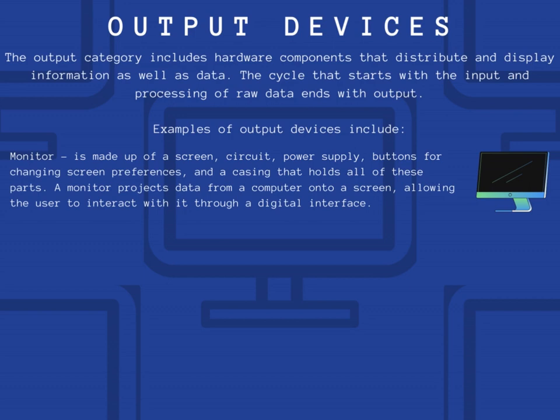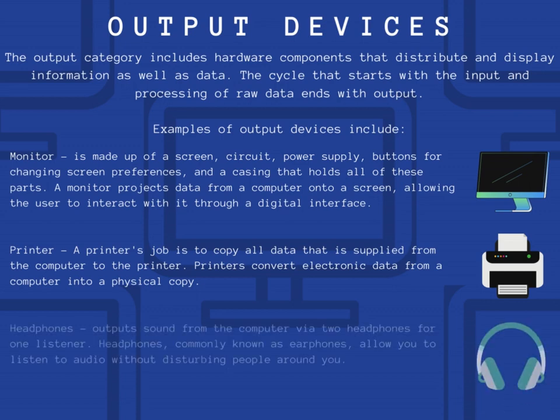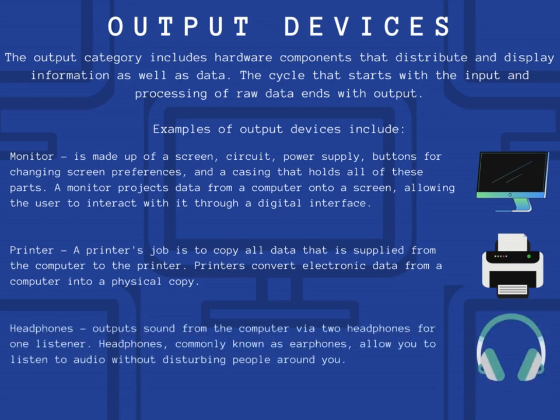It's made up of a screen, circuit, power supply, buttons for changing screen preferences, and the casing that holds all of these parts. A monitor projects data from a computer onto a screen, allowing the user to interact with it through a digital interface. Printer. A printer's job is to copy all the data that is supplied from the computer. Printers convert the electronic data from a computer into a physical copy.